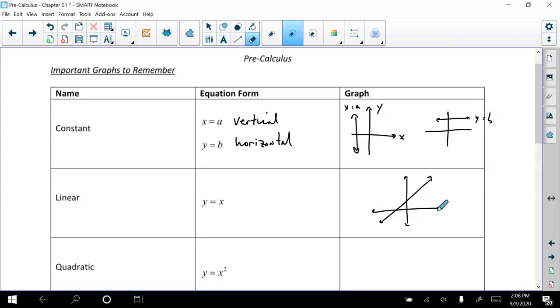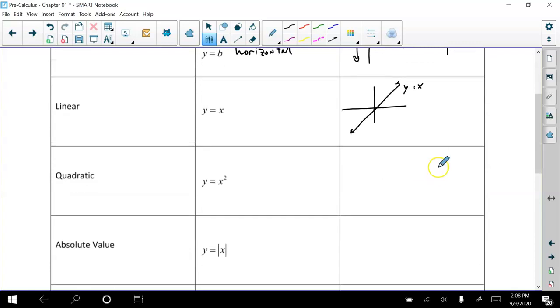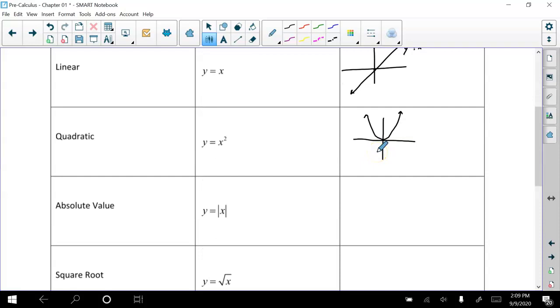I'm going to redo that one, actually, because it should go through the origin. There's y equals x. Pretend that goes through the origin. For y equals x squared, our quadratic, our parabola, looks like a U. There's y equals x squared. Absolute value is shaped like a V.